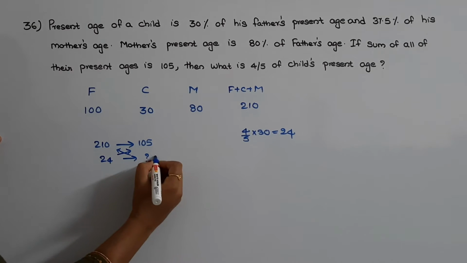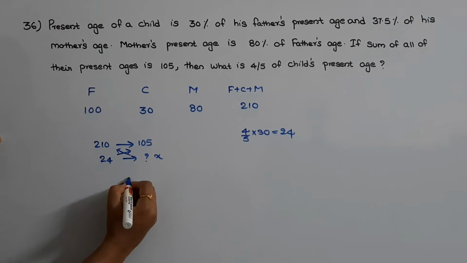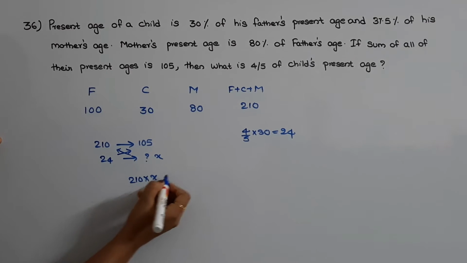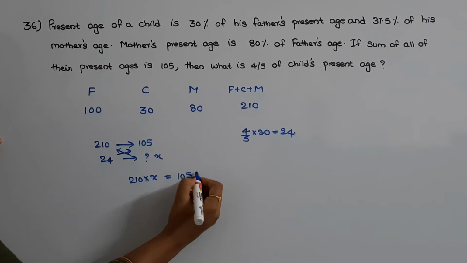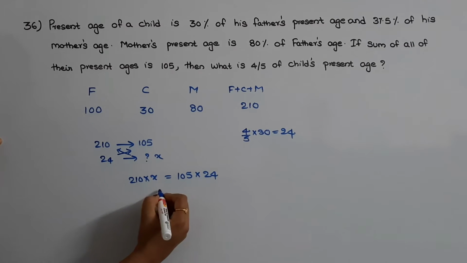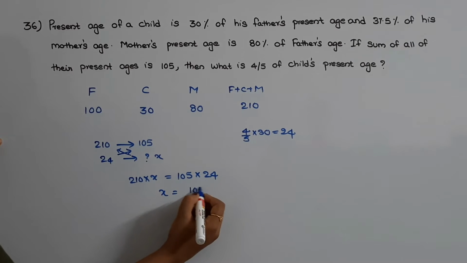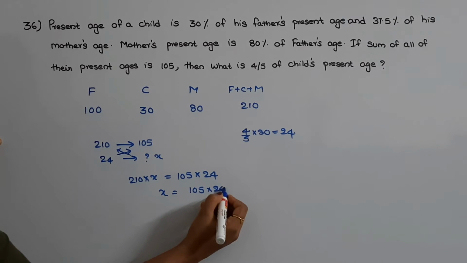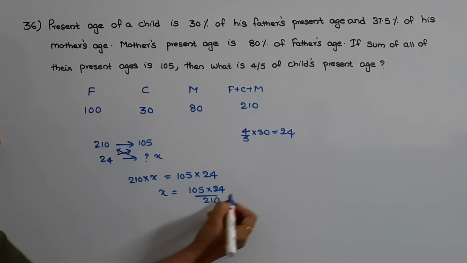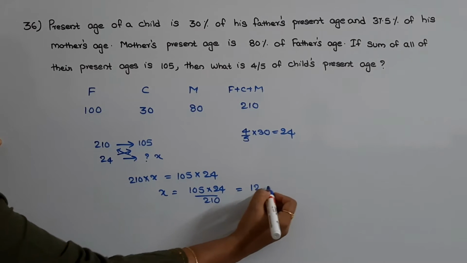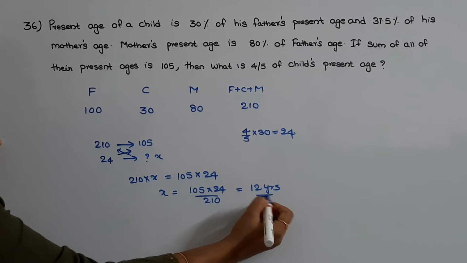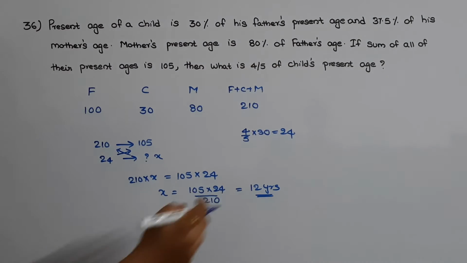So that is, if we take this as x, 210 into x is equal to 105 into 24. So x value will be equal to 105 into 24 divided by 210, that is equal to 12 years. Hence 4 by 5 of child's age is 12 years. So this is the answer.